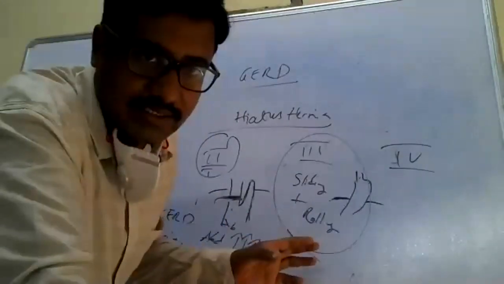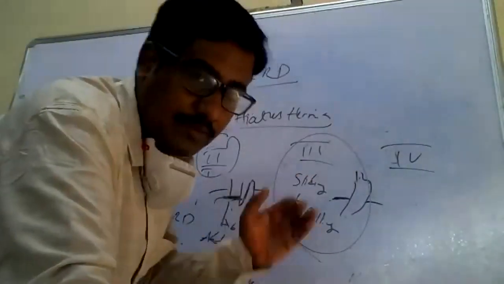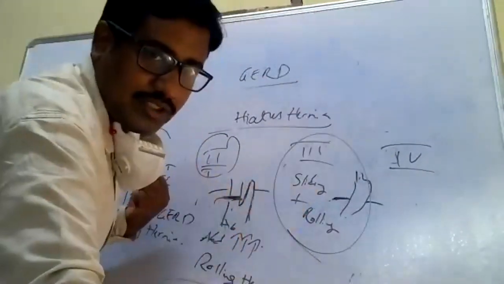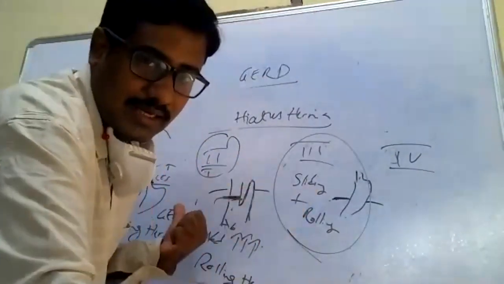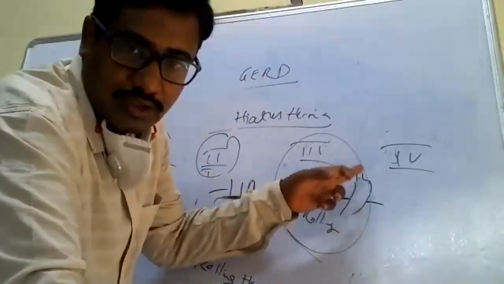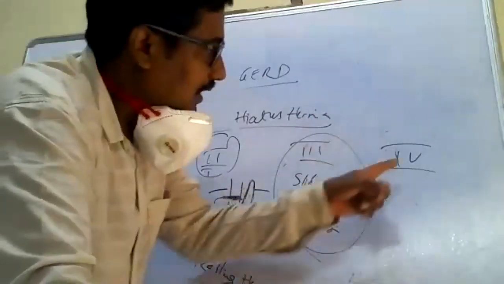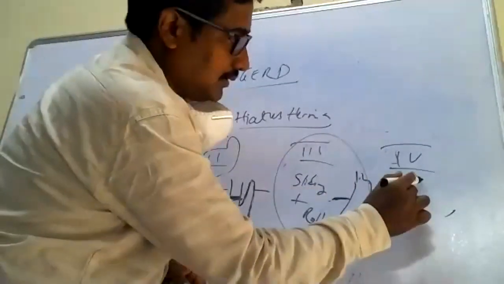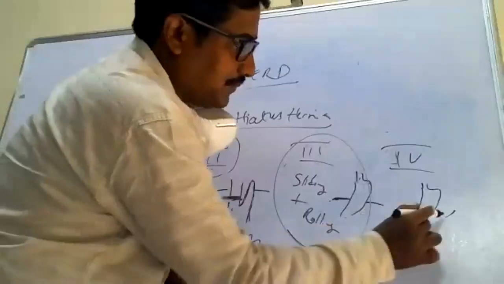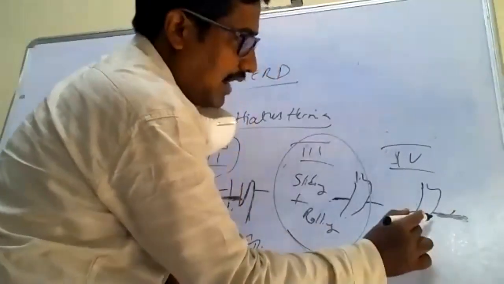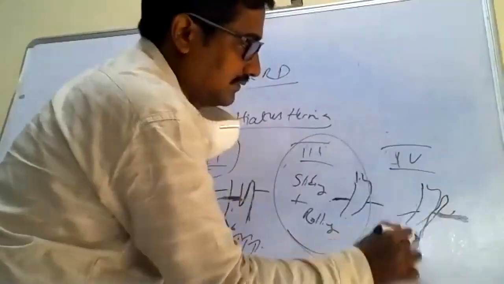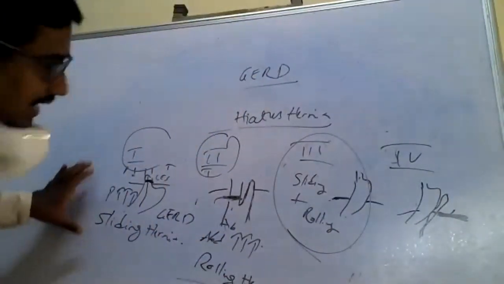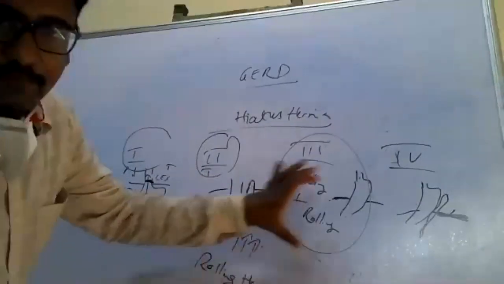Mixed type of hiatus hernia has both sliding hernia, that means the lower esophageal sphincter has entered the thorax, leading to GERD, plus rolling hernia, that means the stomach fundus is also entering into the thorax. Type 4 is nothing but type 3, that means stomach along with intestine herniation. So there are a total of 4 types of hiatus hernia: type 1, type 2, type 3, type 4.